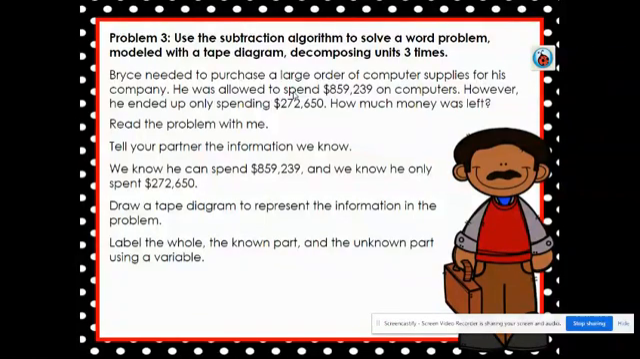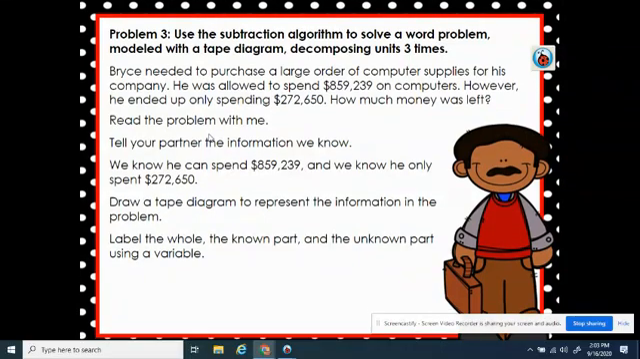$272,650 is what he spent. How much money is he going to have left? So what we know is our total number, and we know the small part that he spent, and we're trying to figure out the unknown part, or the variable. I'm going to call it L on my paper, of what he has left.